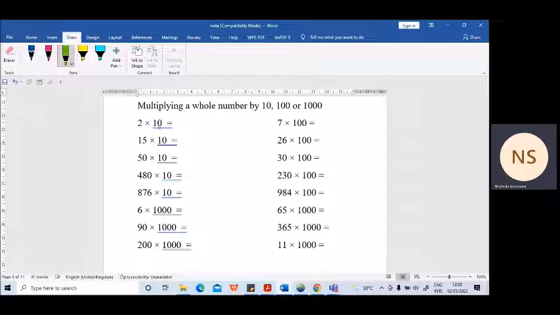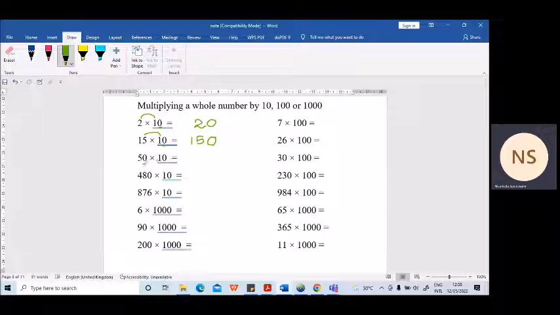So in our first example, there is only 1 zero for this number. So you place it at the end. Now multiply the remaining numbers. 2 times 1, 2. 20 is the answer. Next, look at this. There is only 1 zero at the end. You place it here. Then multiply these two. 1 times 15, 15.